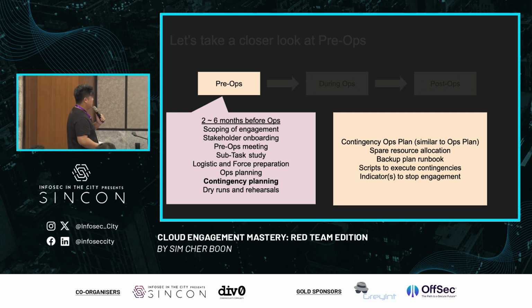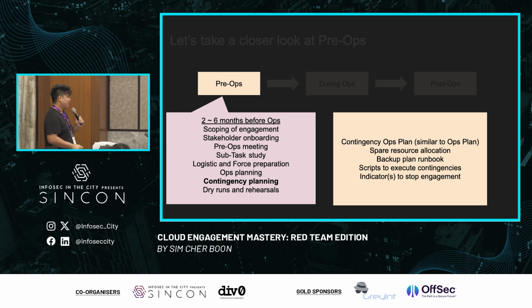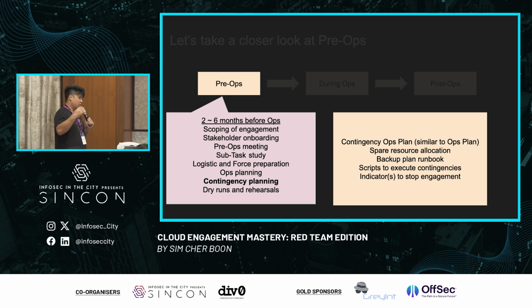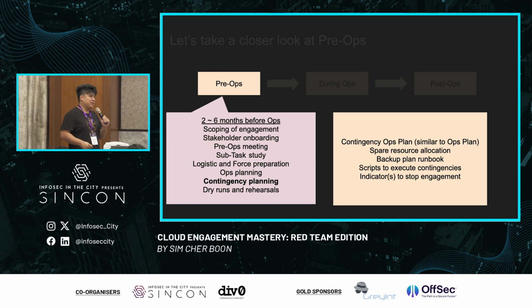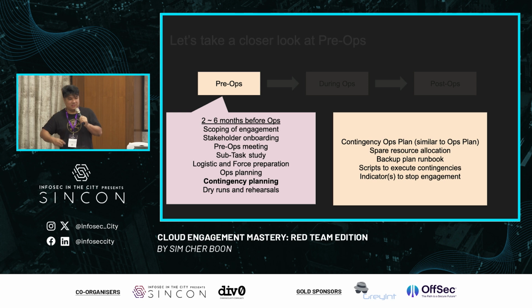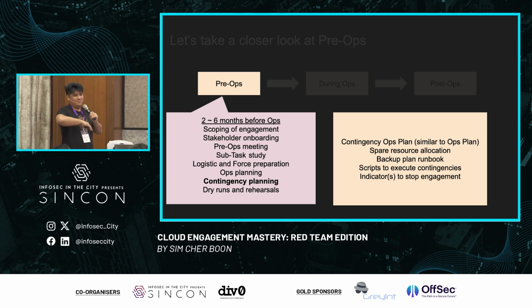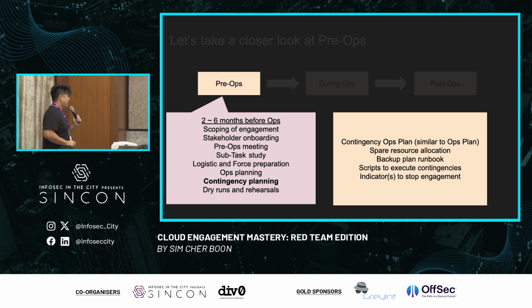Okay, then you need to ensure spare resources are allocated, and a backup plan runbook. So for example, if you are detected, what's your runbook? Which contingency plan are you supposed to run? And then scripts to execute contingency, because we want it to be automated, we don't want it to be manual. So just boom, the script. Okay, and then indicators to stop engagement.